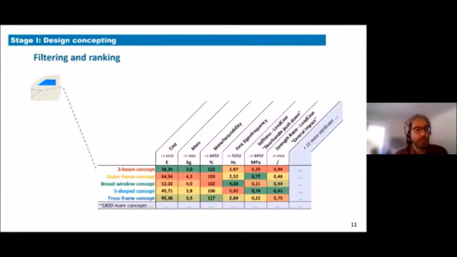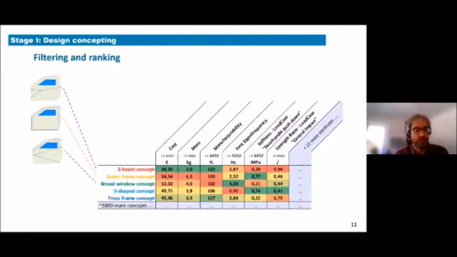So we have a 3-beam concept here. As you can see by the colors, this has very favorable cost, mass, and manufacturability properties, but it is less beneficial for some structural properties. The red means a property that still meets minimal requirements, but is relatively less favorable. The second concept, the outer frame concept, is the other way around. It has good functional behavior, but it weighs a bit more and costs a bit more.